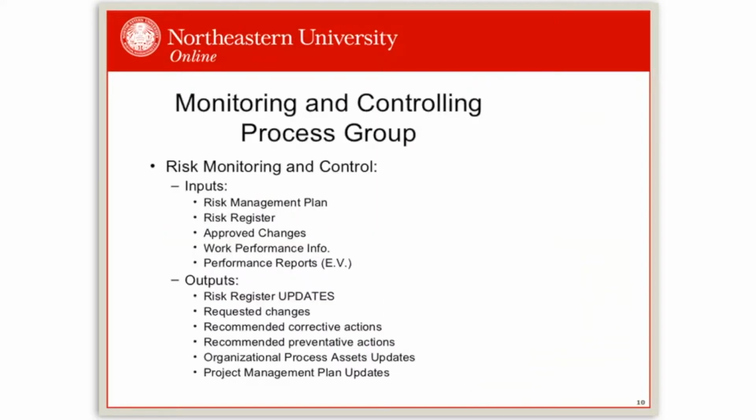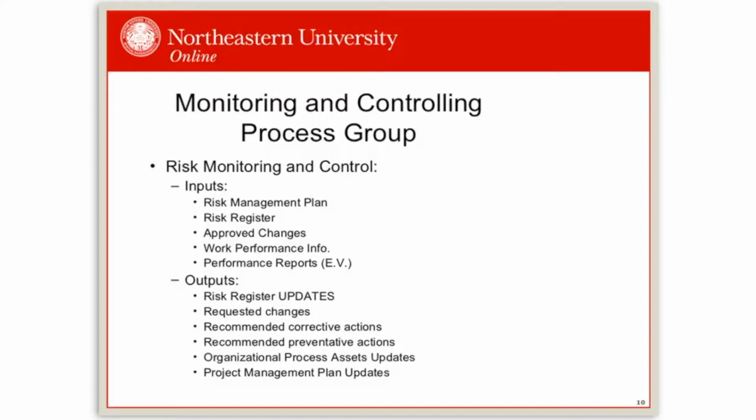Just to talk a little bit more about the risk monitoring controlling group, I've pulled this particular piece out of the earlier slide. Again, we see the components that we've been working on, the risk management plan, our risk register, approved changes certainly because we're looking at the risks there, and then our work performance information and our performance reports. That will move us into some of the risk metric work that we need to talk about as well.